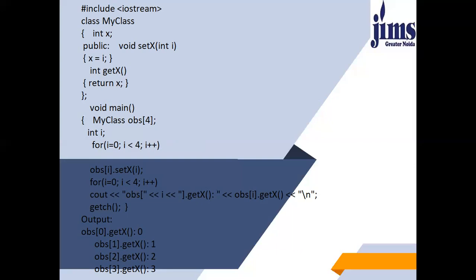Then again, for printing the value, we have to use the loop, for i equals 0, i less than 4, i plus plus. Then cout, and everything which is written in double quotes will be printed as it is. And then you call the function getx, which is returning the value of x, which is being assigned by the function setx. Then obs i dot getx.